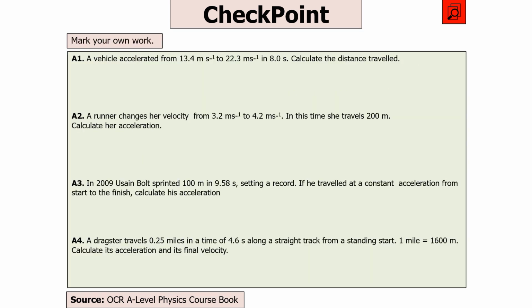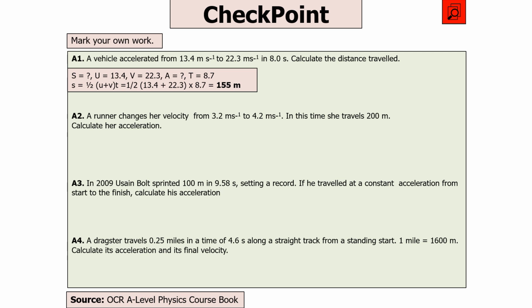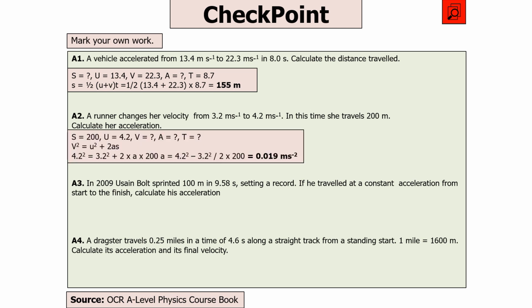Right, so in this first one, we're using suvat again. We know that we want to work out S, so it's a half (U plus V) times by T. Pop in all the values and we get 155 meters. Once again, suvat, but this time we're doing V squared equals U squared plus 2AS. Pop in all the values, make A the subject, and we get 0.019 meters per second squared.